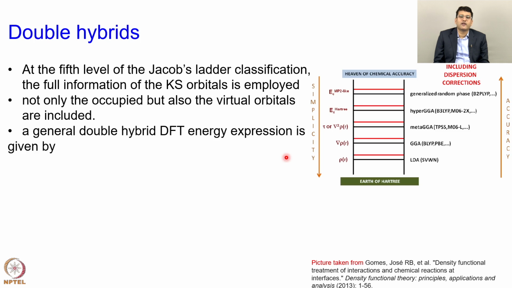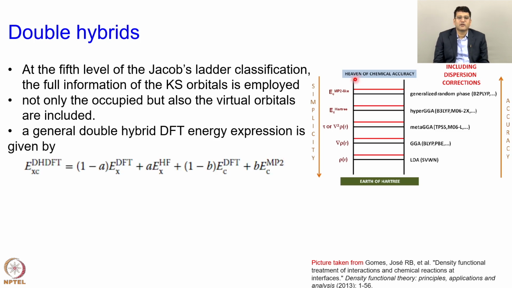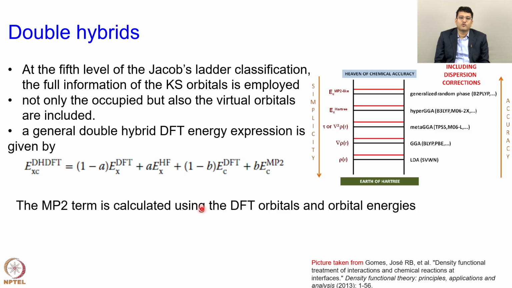So, a general double hybrid DFT functional will look like this one. It will have the DFT exchange plus Hartree-Fock exchange, DFT correlation plus the correlation which is obtained from the MP2 method. That means whatever you are trying to guess from the DFT correlation is actually very small, because most of the correlation is coming through the MP2. Now, the MP2 term is calculated similar to the normal traditional Moller-Plesset perturbation theory, which uses Fock operators as its 0th order Hamiltonian, but here the MP2 term is calculated using DFT orbitals and orbital energies.